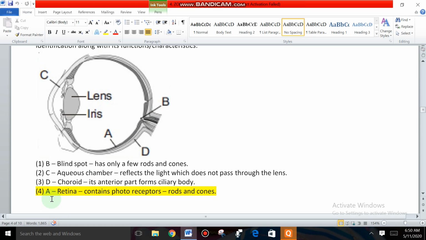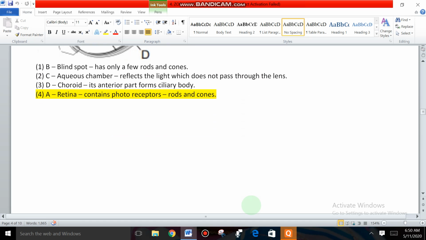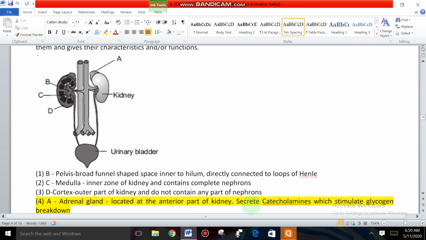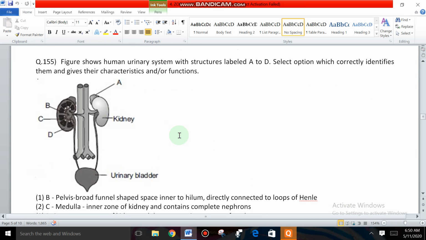So go through the options. A, retina contains photoreceptor rods and cones. Innermost layer, photoreceptors, rods and cones. Clear? Right. So what is this one? Fovea centralis. I think it was given in the last examination. Fovea centralis, so densely packed rods and cones, high visual acuity. Right.